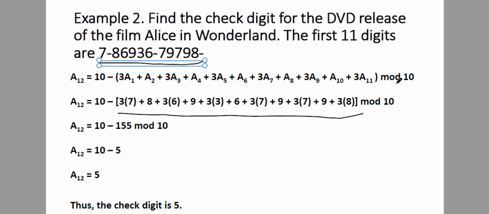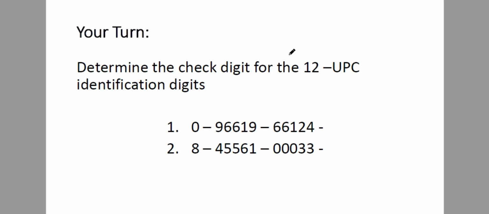Okay. Using your calculator, you will get 155. So 155 mod 10, again, we'll just take the last digit, which is 5. So 10 minus 5 is 5. So the check digit of this UPC is equal to 5. Okay, you may do this activity, then I'll just post the answer on the comment section.